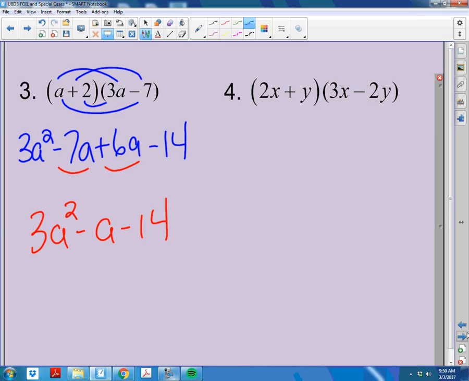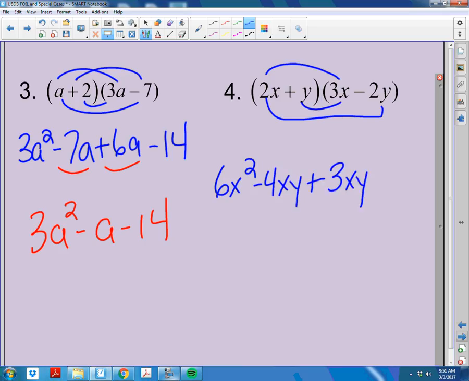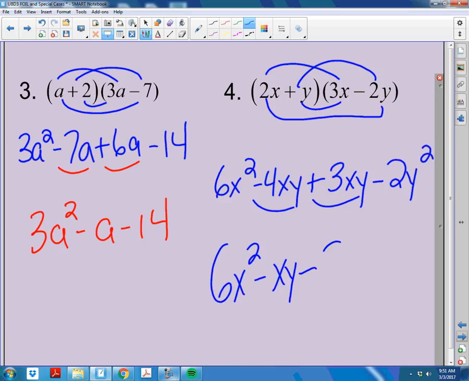Alrighty. Now, same thing applies when we have multiple variables. What's 2x times 3x? It is definitely not 5x squared. It's 6x squared. Outside. Negative 4xy. Very good. Inner. And last is minus 2y squared. Minus xy minus 2y squared.